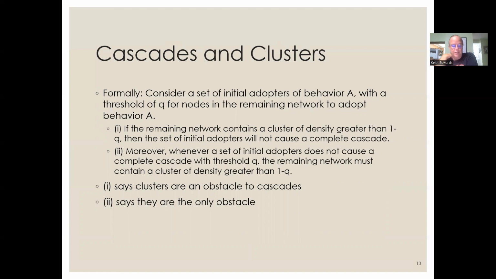So in some sense, cascades and clusters truly are natural opposites. Clusters block the spread of cascades, and whenever a cascade comes to a stop, there's got to be a cluster out there that can be used to explain that.